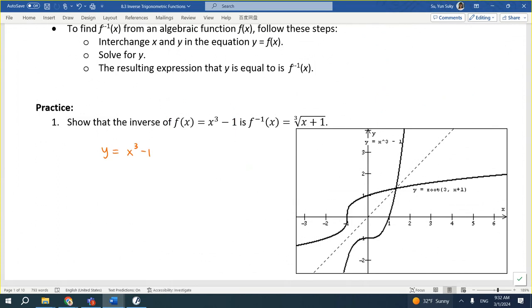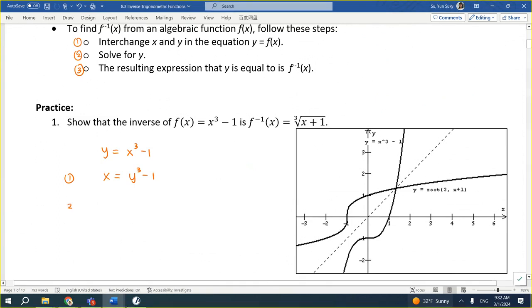And this is the first step. We interchange x and y in the equation. So when you see y, you write the x here. And when you see x, you write the y. Yes, everybody, interchange the x and y. That's your first step.